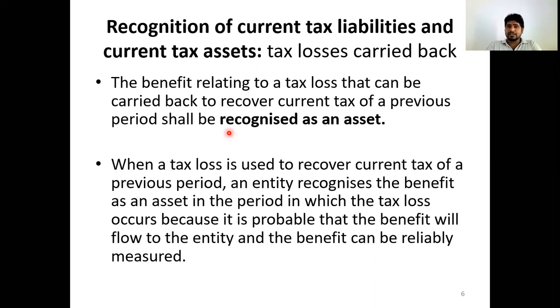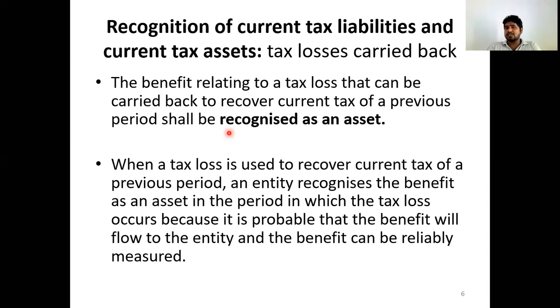And when a tax loss is used to recover current tax for a previous period, an entity recognizes the benefit as an asset in the period in which the tax loss occurs. So, for example, in 2020, you end up with a loss of 100,000 with 30% corporate tax. Then your tax asset is 30,000 because you made a loss, right? And assume in the next period you make 500,000 as a profit, then at 30% corporate tax you have to pay tax of 150,000.